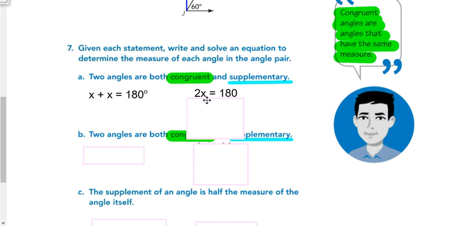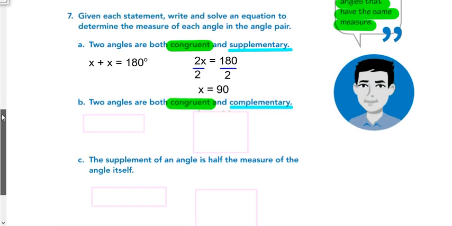To get x by itself, or to isolate the x, you just have to divide by 2, because the inverse operation of multiplying is dividing. So you divide by 2 on both sides, and you get x is equal to 90. Okay? So that means each angle must be 90 degrees to get 180, because they are both congruent.